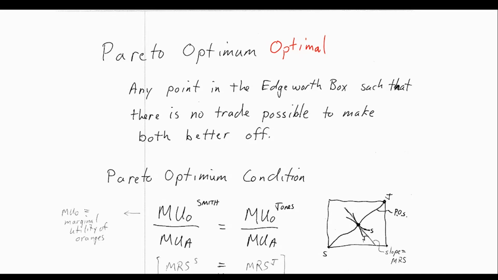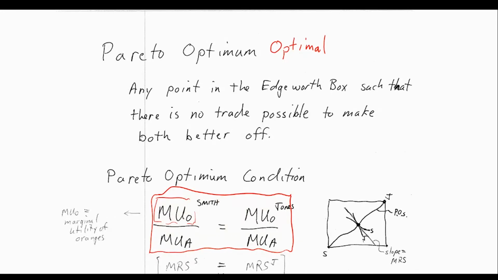Right now, down below is the mathematical condition that's necessary for Pareto optimum to be true. And it's going to be the following here. It is a ratio of marginal utilities between oranges and apples for Smith compared to the ratio of marginal utilities between oranges and apples for Jones. Now, we defined marginal utility, this term up here, for oranges or apples earlier on in the slideshow.